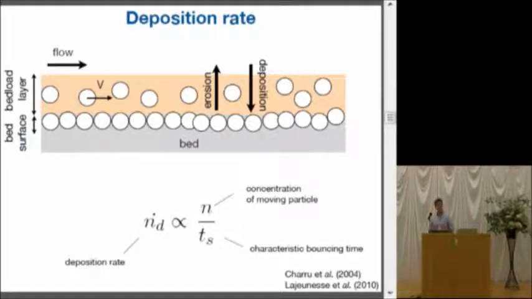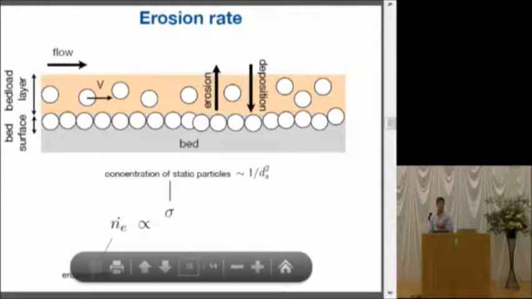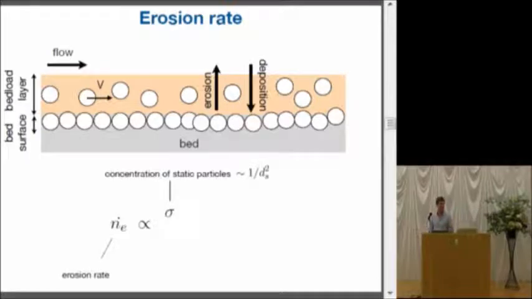So the erosion rate is a bit tricky, but I'm going to try to be very simple here. The first idea is that the erosion rate should scale with the concentration of static particles on the bed. This comes back to the discussion about sediment availability that Michael was having this morning. Basically, if there is nothing to erode on the bed, then you're not going to have any erosion. That's the idea.